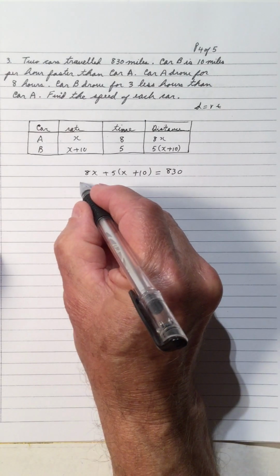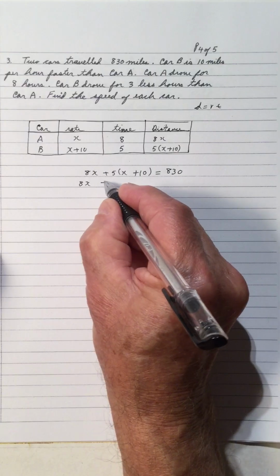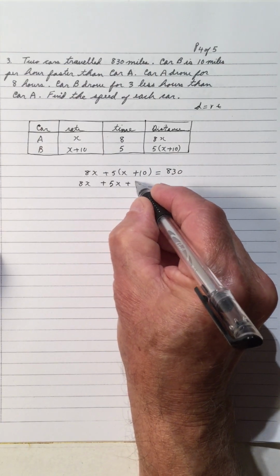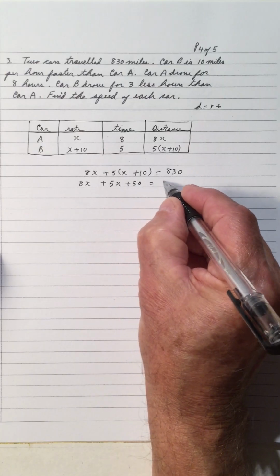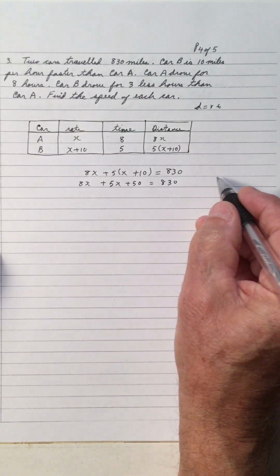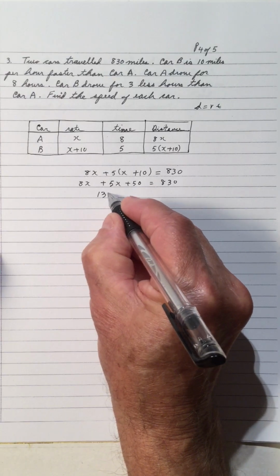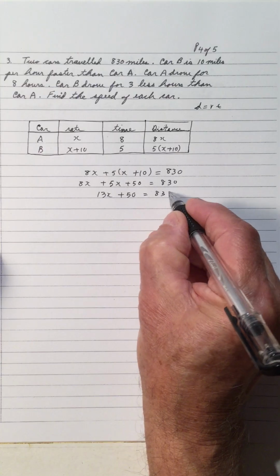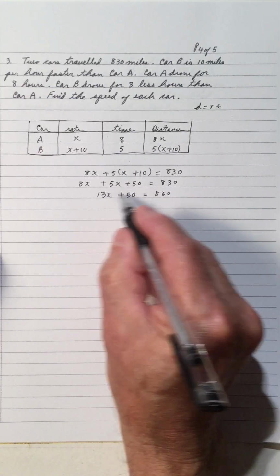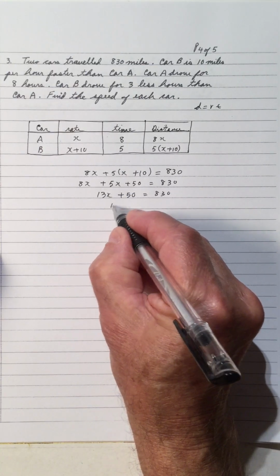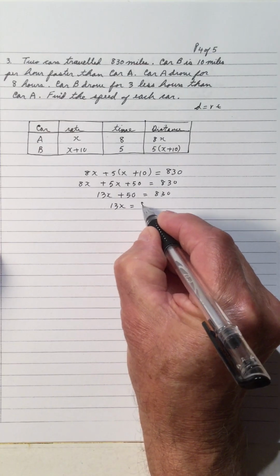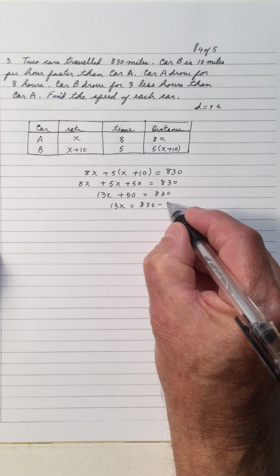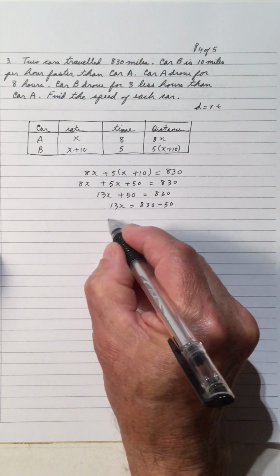So let's simplify this equation, 8x. We multiply these two, so 5 times x, 5 times 10. And we want to solve this equation, so we get 13x plus 50 equals 830. So I simplified the left side. Now we move the 50 over, because this is a number. So it goes on the right. So 50 moves over to become minus 50.